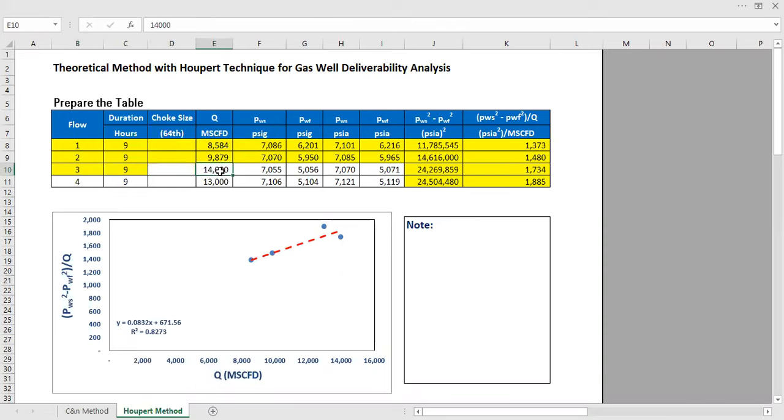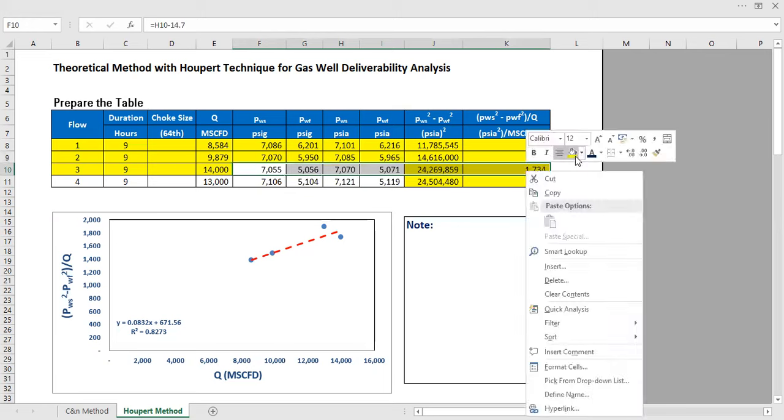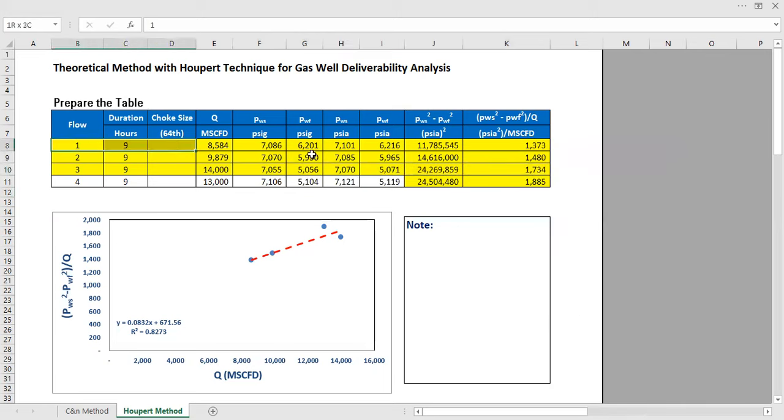And then the flow rate is 14,000 MSCFD. All right, and then let me color this one. And then the flowing, this value. And then, I mean the static, this one, 7,070. That one is for static, and for the flowing, 5,071. So that's easy.